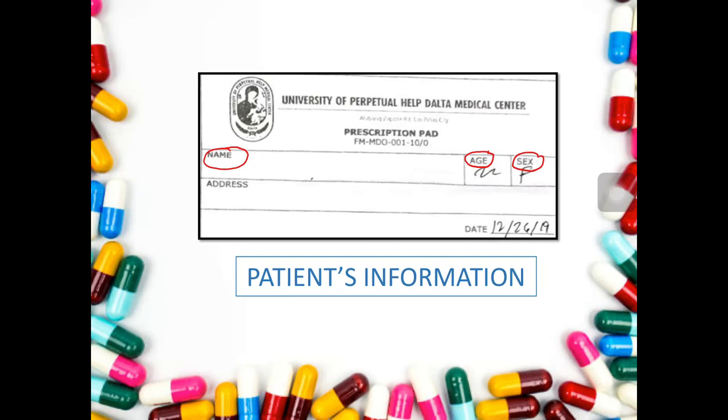For example, if the name of the patient is Ada Atienza and the patient is 27 years old. If the prescription here states to give Biogesic drops for fever, is it appropriate?